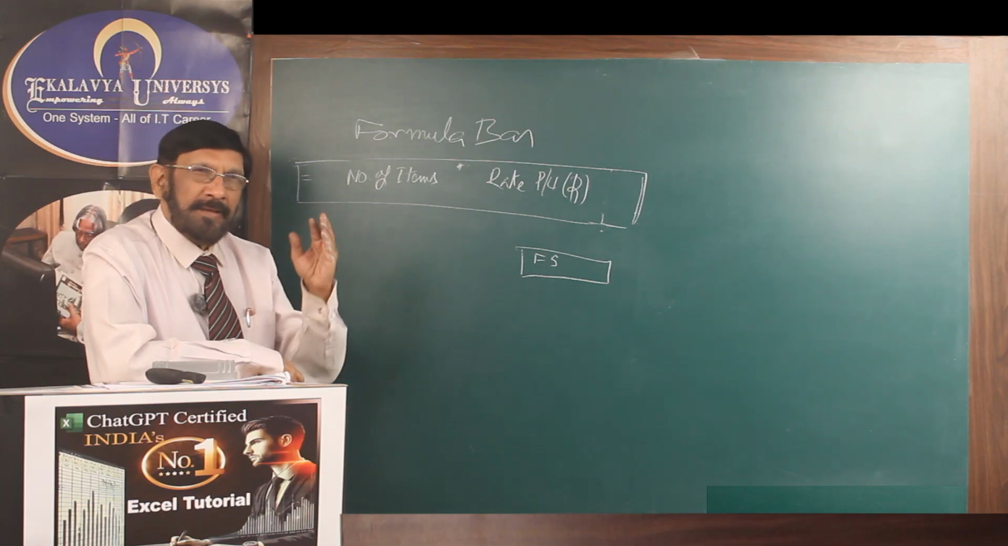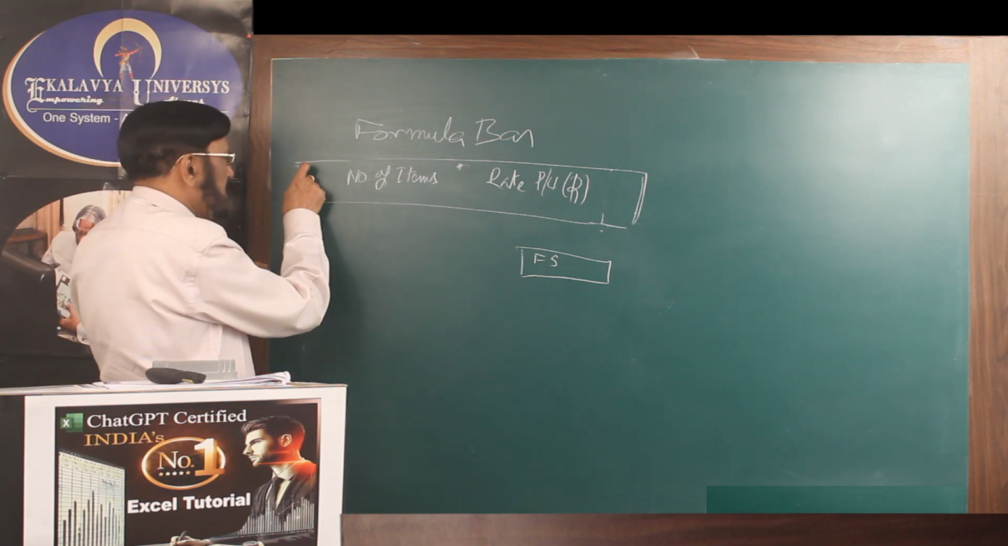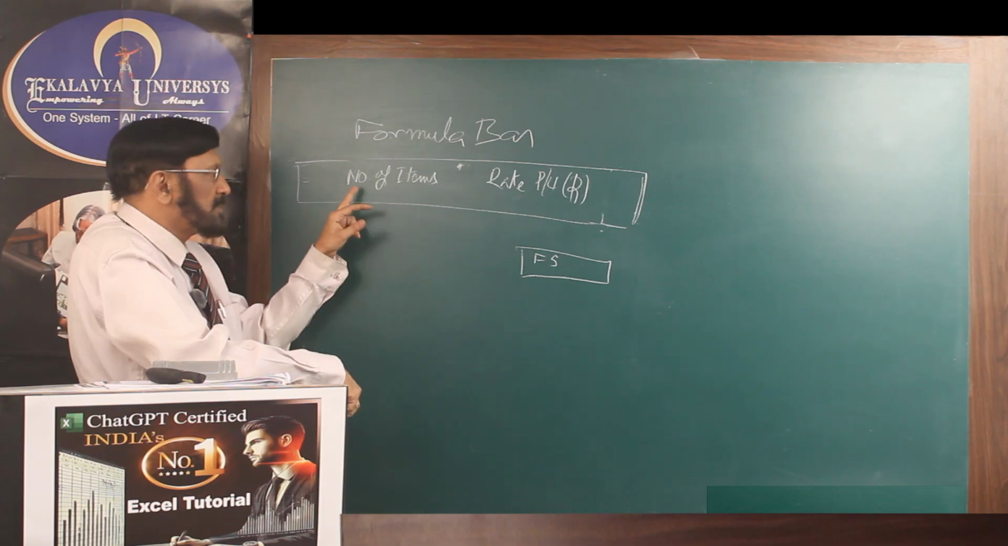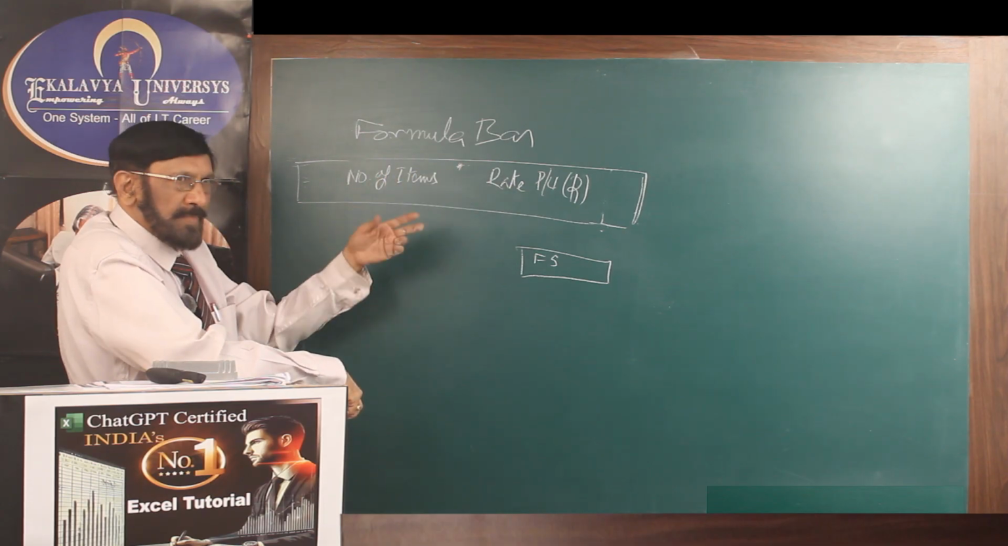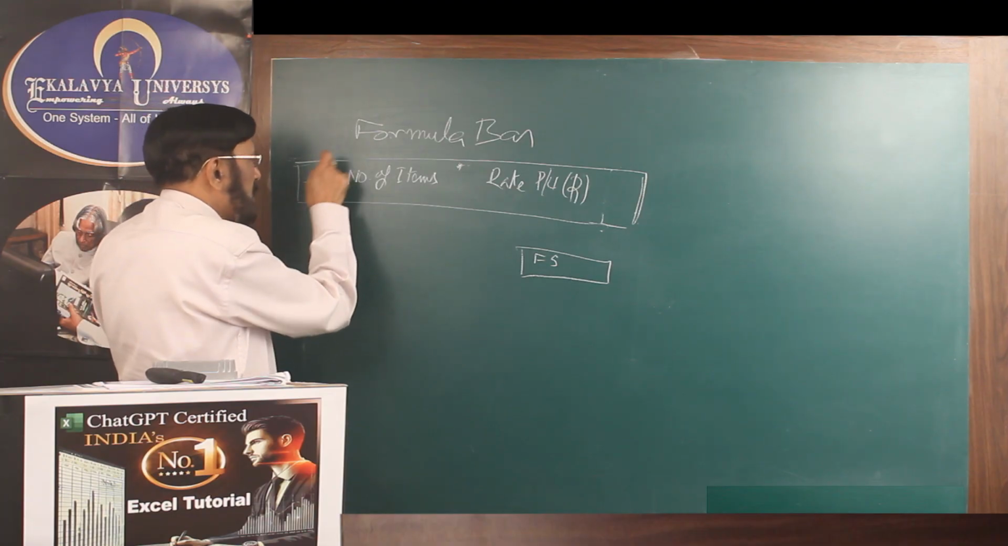Don't be lazy. Please write it, so that it registers in your brain. Here, there is a little complication that you have to learn. Whenever you are writing labels instead of cells, then you have to write something more. What is that? You have to write square brackets.